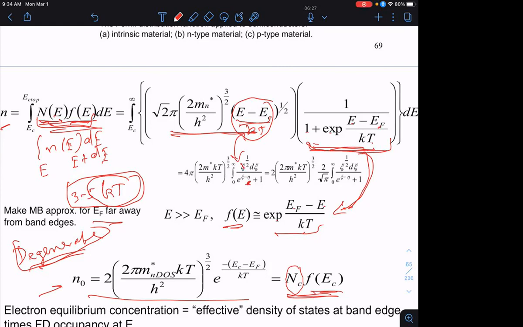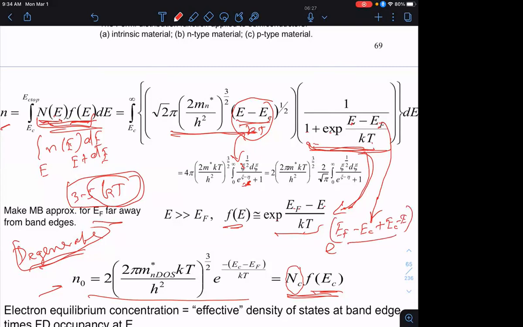So eta is written as another scaled variable. So E minus EF, I write as E minus EC. So this E to the power EF minus E over KT, I can write as EF minus EC plus EC minus E. I haven't changed anything, okay? And then I rewrite these in terms of two variables.